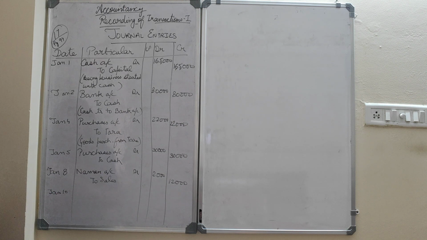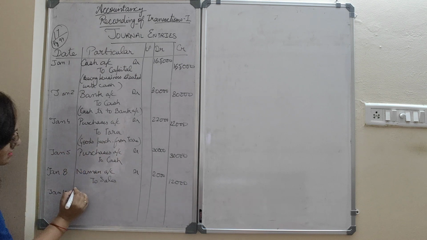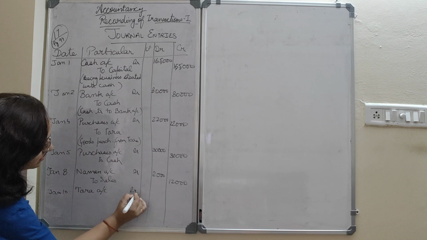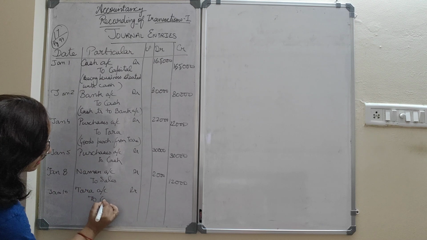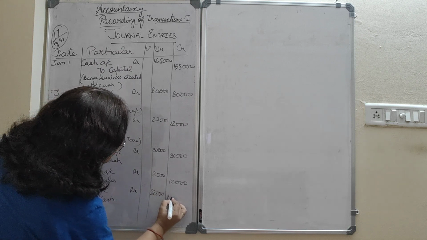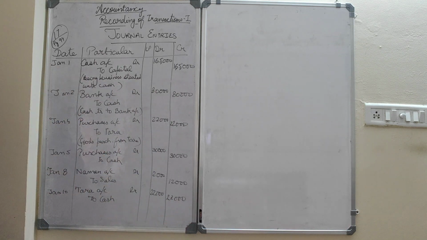It says cash paid to Tara 22,000. So we had purchased from her. So who is the receiver? Tara account debit. Debit the receiver. What has gone out? Cash. How much? 22,000. Right? So this transaction is completed.